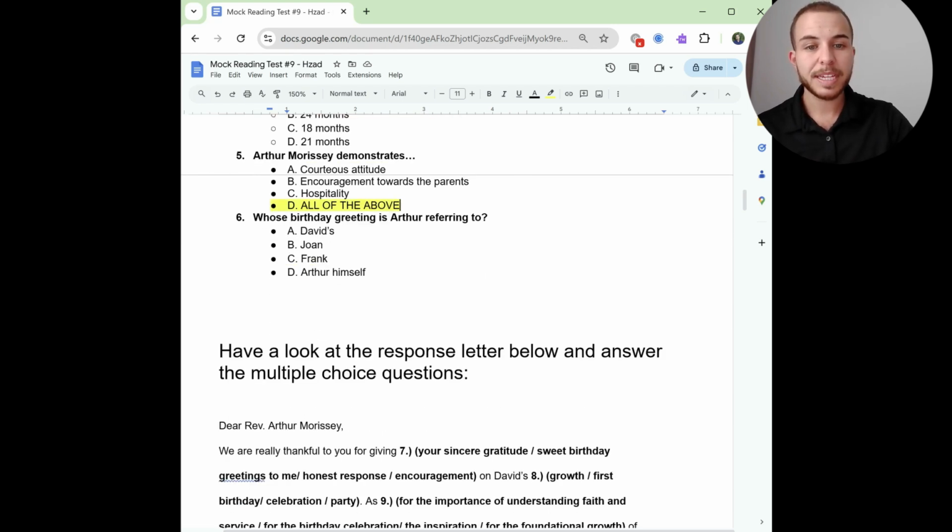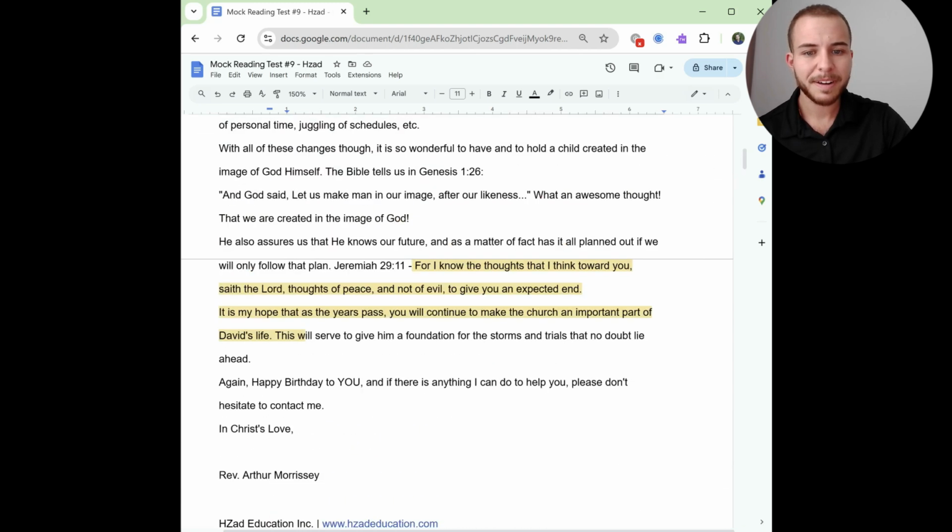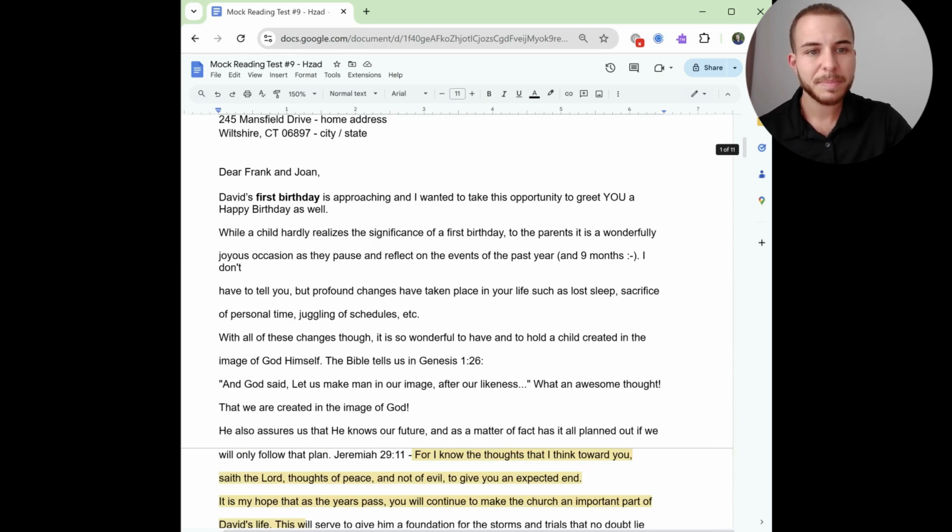Whose birthday greeting is Arthur referring to? So he is referring to one person, and it's not going to be himself because he is not talking to himself. Frank is the father, Joanne is the mother, and David is the kid. Now, he also said, happy birthday to you. Why do you think he said that? Remember, also, happy birthday to you. If there's anything, please don't hesitate to contact me. Greeting to you. Happy birthday as well.